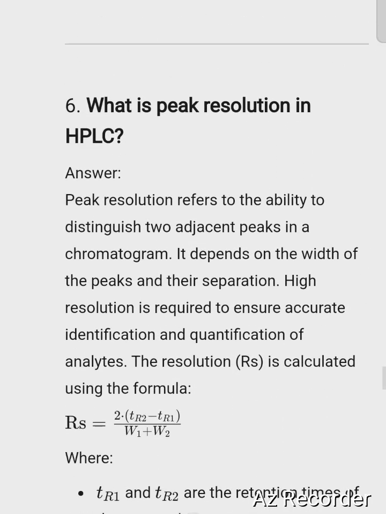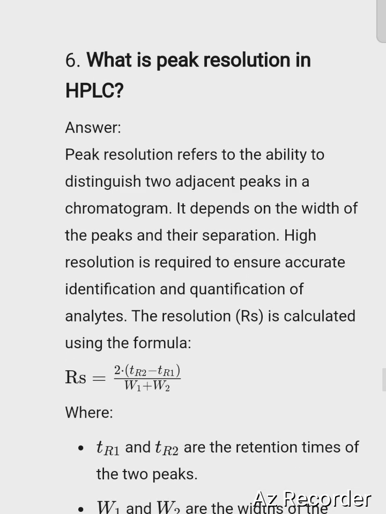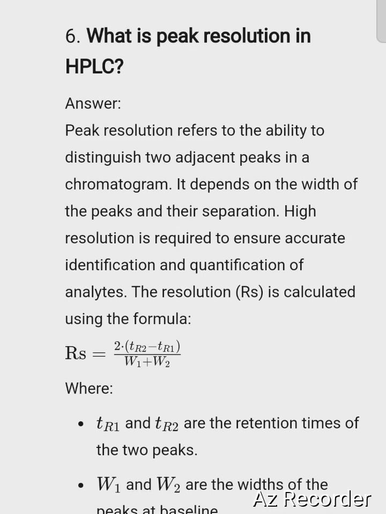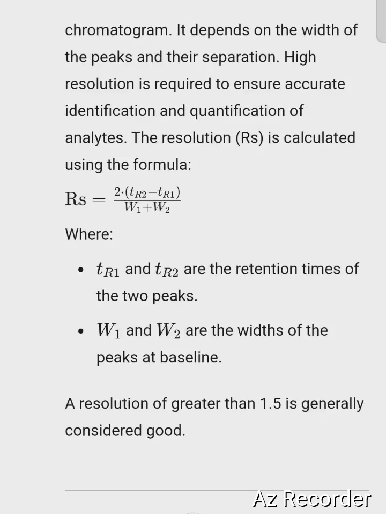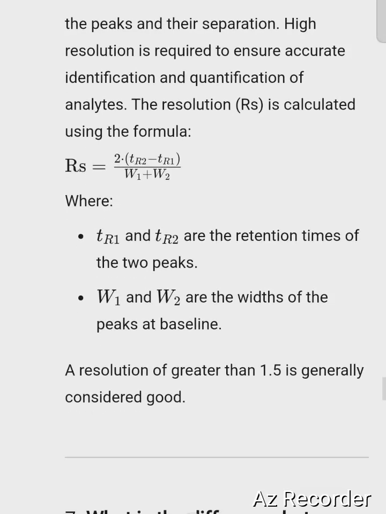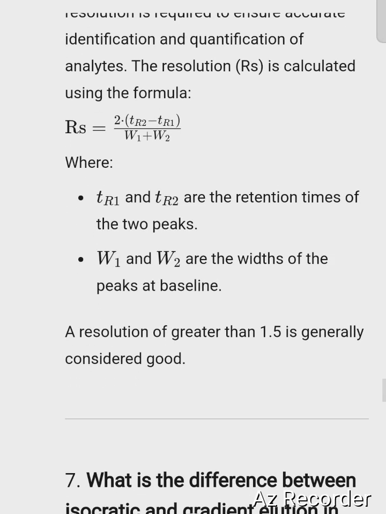Then the next question: what is peak resolution in HPLC? Peak resolution refers to the ability to distinguish two adjacent peaks in the chromatogram. It depends upon the width of the peaks and their separation. High resolution is required to ensure accurate identification and quantification of analytes. The resolution is calculated using a formula, given by this. You can refer to this formula by reducing the speed of the video.